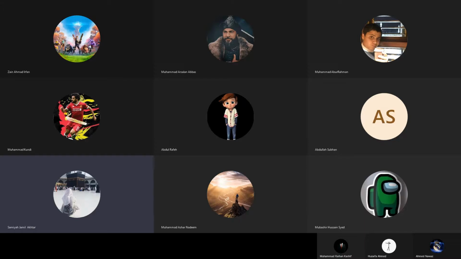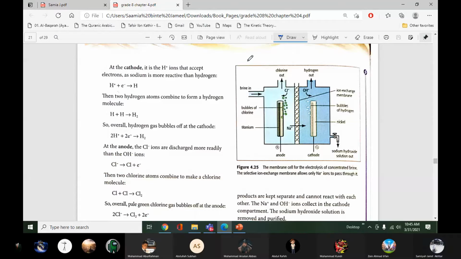There is a diaphragm in the middle. So in actual electrolysis of concentrated brine solution, when we do it, we put a barrier in the middle. This barrier or diaphragm actually allows only certain ions to pass through it.